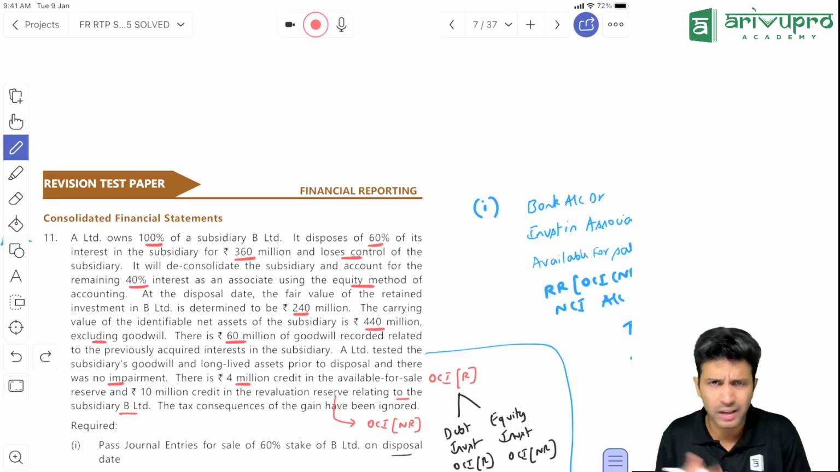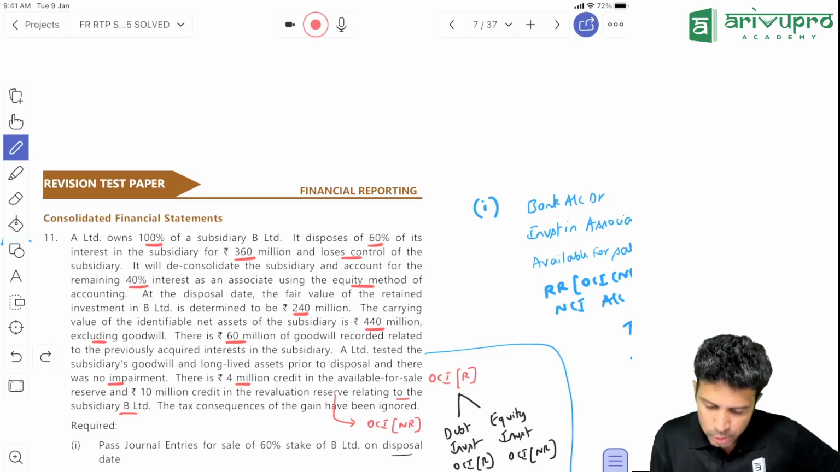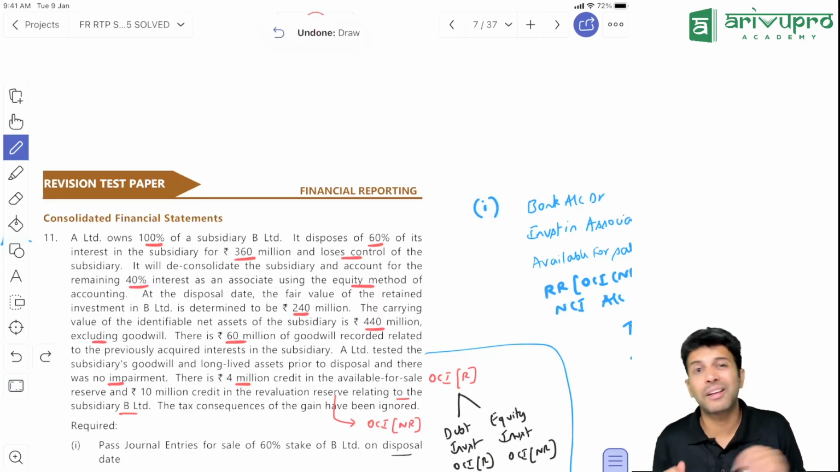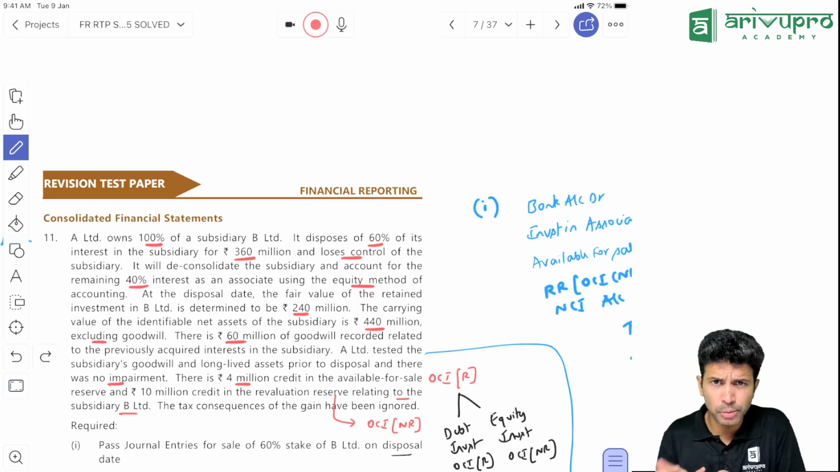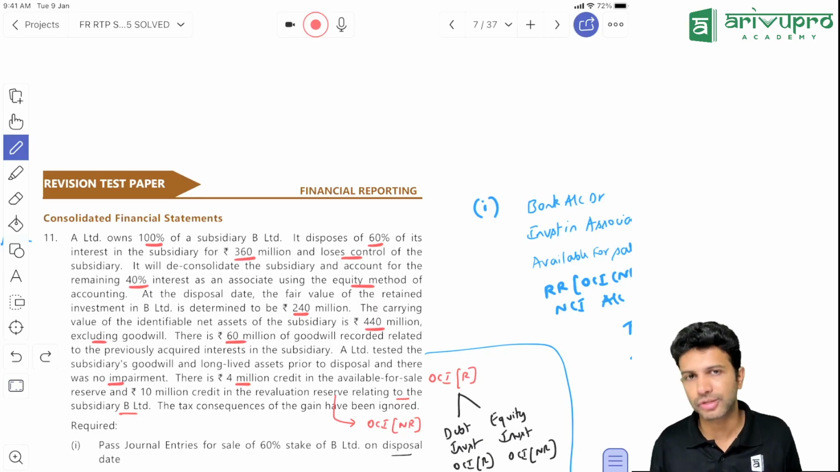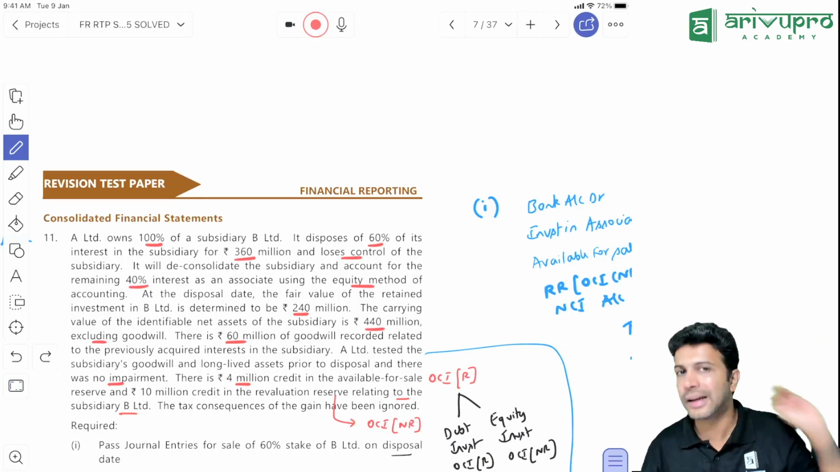That's what we will do. At the disposal date, the fair value of the retained investment in B Limited is 240 million. So the fair value of the remaining investment, now this we'll have to show. When it was a subsidiary, we don't show investment in subsidiary in our books. Instead of that, we show net assets, goodwill, etc.